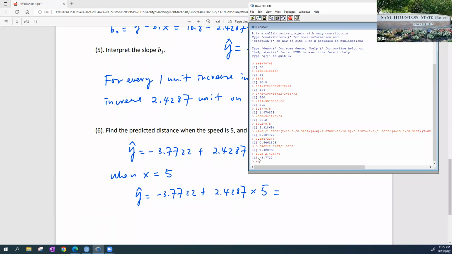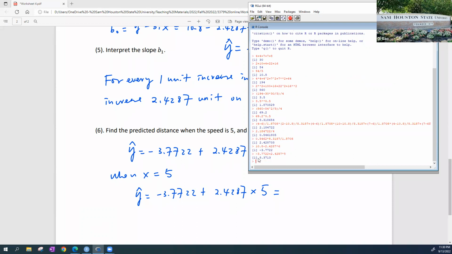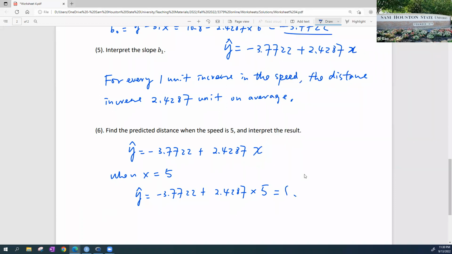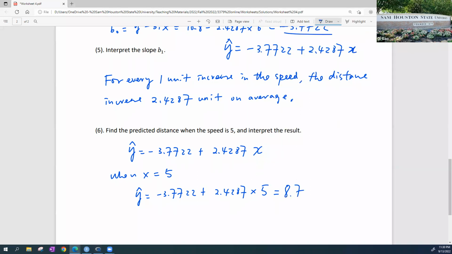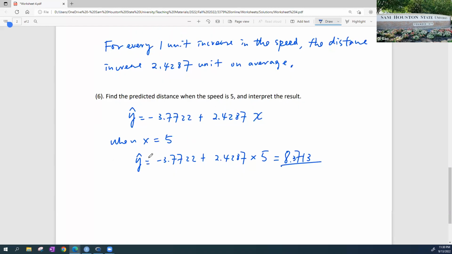So let's see what it is. Negative 3.7722 plus 2.4287 times 5. So that is 8.3713. That's the predicted distance when the speed is 5.